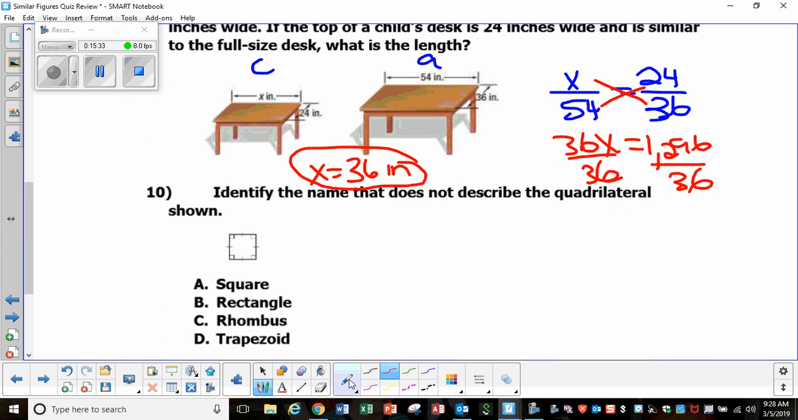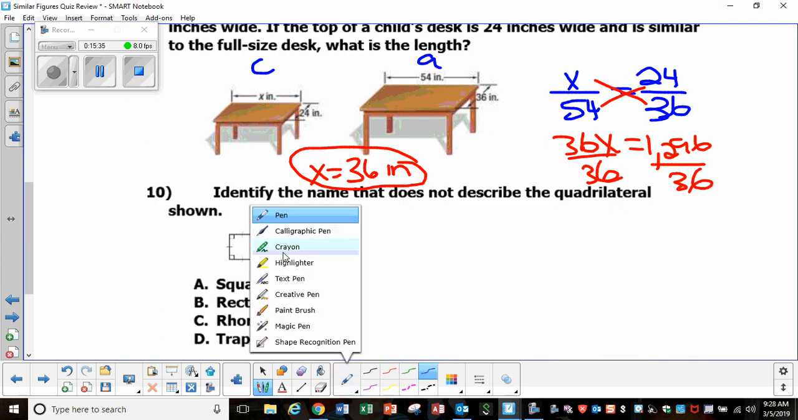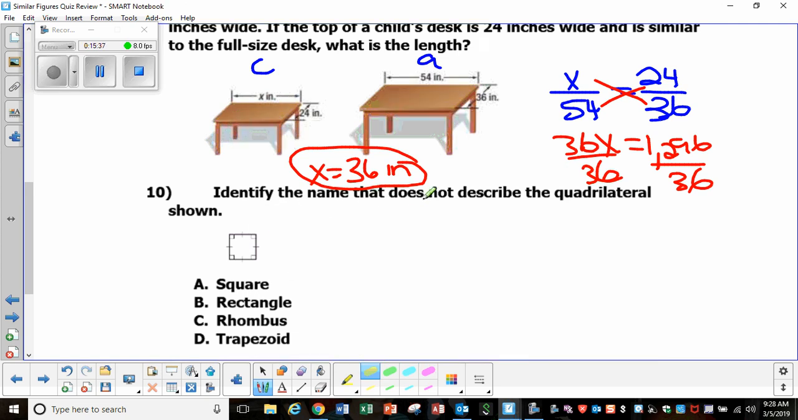All right, so number 10, we're now dealing with vocabulary. It says identify the name that does not describe the quadrilateral shown. So I would pick D because a square is not a trapezoid. However, a square is a rectangle, and a square is a rhombus.